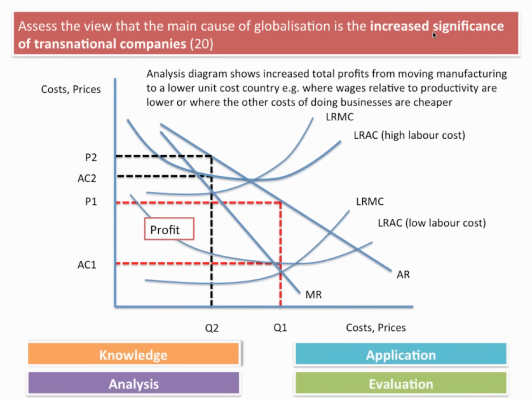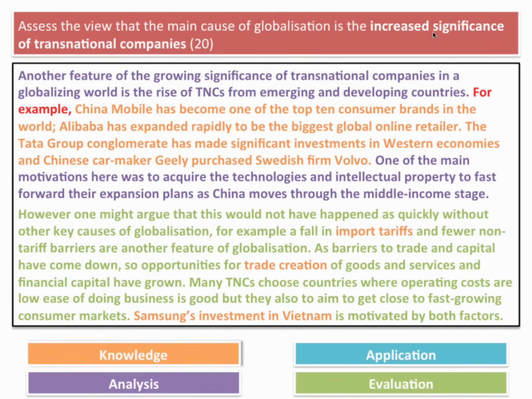This diagram looks horrendously complicated, but actually all it is the idea that a company could make bigger profits from moving from a high labor cost country to a lower labor cost country. And a profit maximizing firm could produce, for example, at Q1 at a lower price P1, if they were in a lower cost country, and make a much bigger profit than if they charged a high price in a high cost country. That analysis diagram on its own would be worth a clear 4 marks in an essay question, because it's showing why TNCs are driving an investment to countries where unit labor costs are lower. Then again, the similar format, another view.